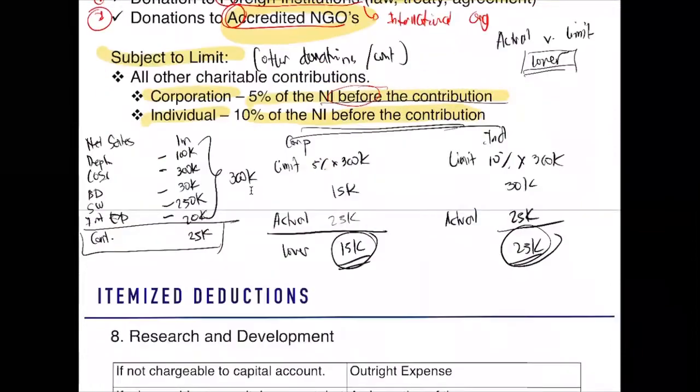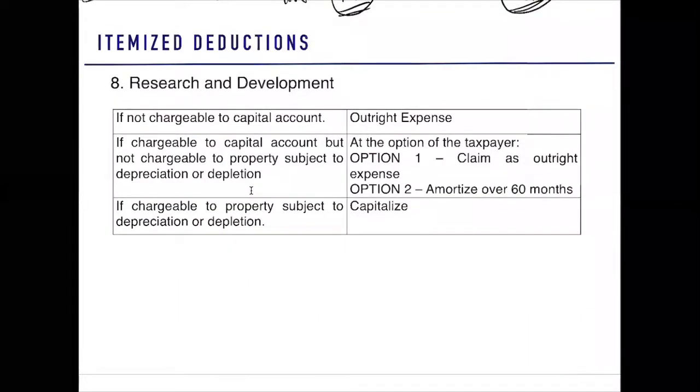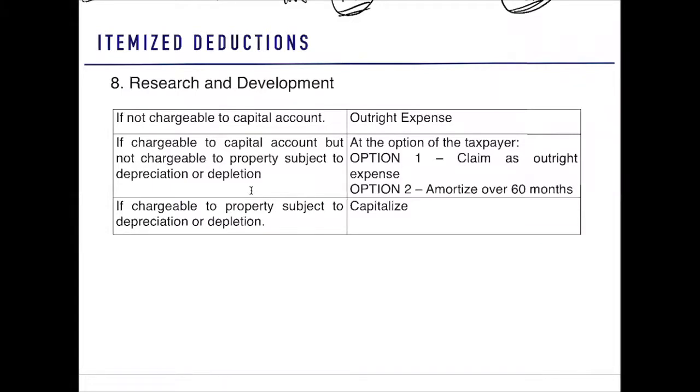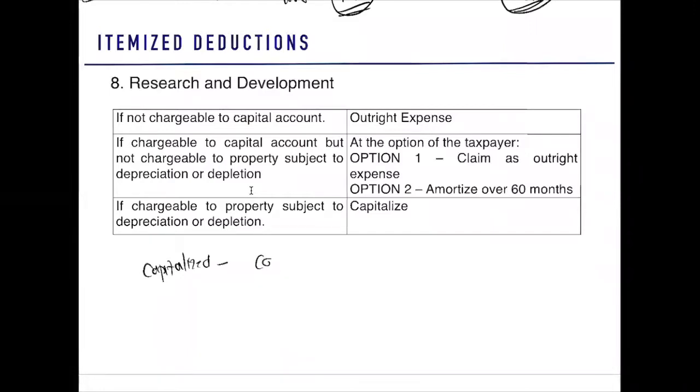Next, we have your research and development. This is the second to the last item of our itemized deduction. For your research and development, based on our principles of deduction, if it can be capitalized, then capitalize it and just amortize it.